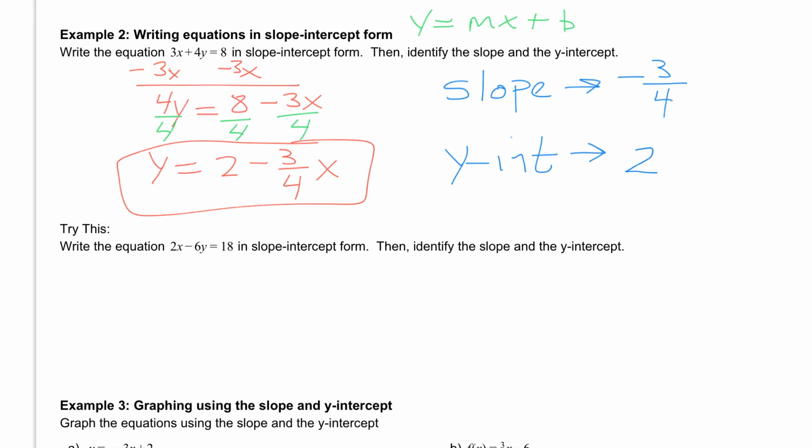Now I want you to go ahead and do the try this. So you're doing the same thing. You're going to write it in slope-intercept form, and then identify the slope and the y-intercept. So pause it now and check it when you're ready.